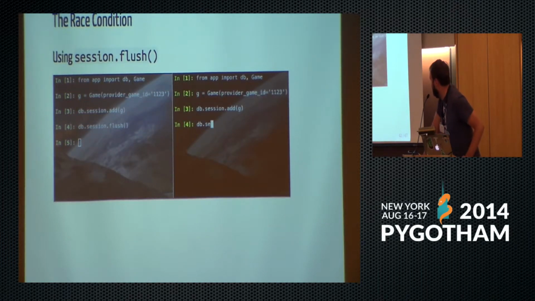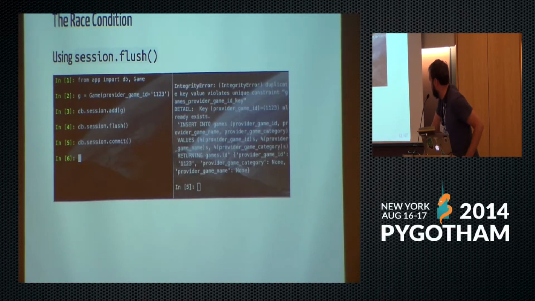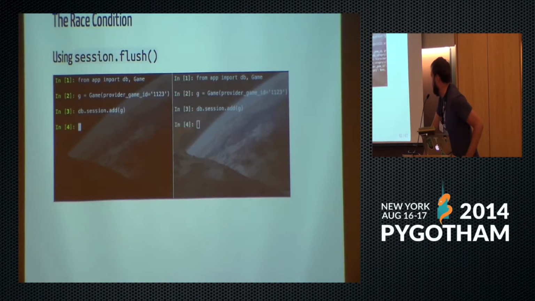On the left and right, I've created a game with the same game ID, added it to the session, and flushed on the left. Then on the right, same thing, added to the session, I flush, and watch, the right one hangs. It's hanging, it's hanging. All right, we commit on the left, and bam, integrity error on the right. So this is pretty cool, right?